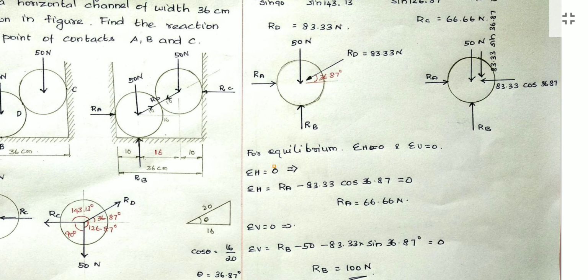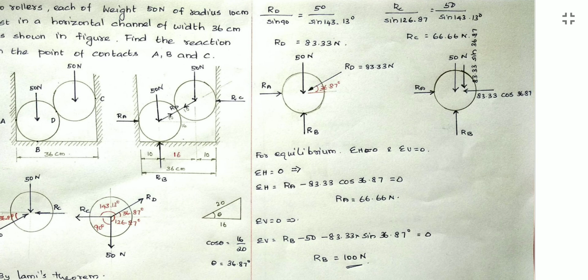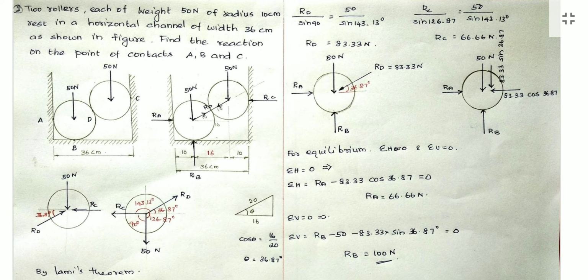For equilibrium, we know that sigma H is 0 and sigma V is also 0. When applying sigma H equal to 0, only two horizontal forces are there: one towards the right, plus RA, and one towards the left, minus 83.33 cos 36.87. From that we can find the value of RA. Then sigma V equal to 0. In the vertical direction we have three forces, one upward and two downward. RB is the only upward force, so plus RB, minus 50, and minus 83.33 sin 36.87, and we get the value of RB as 100 Newton. So now we have found the reactions at all the contact points in this problem.